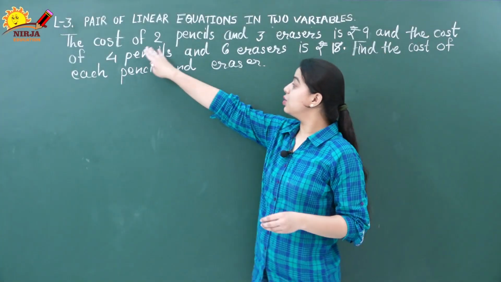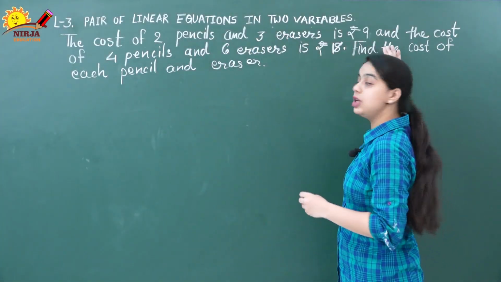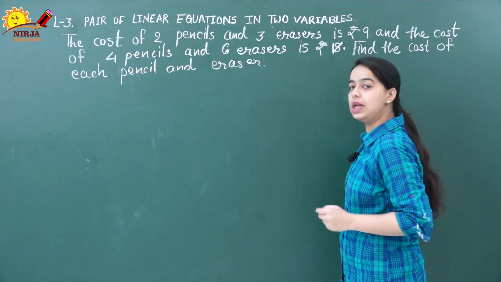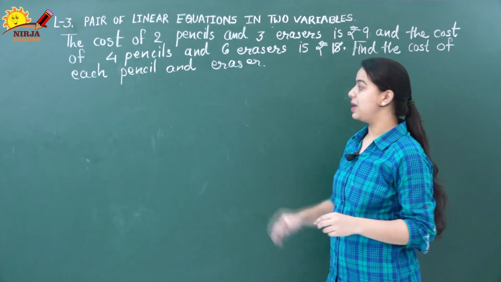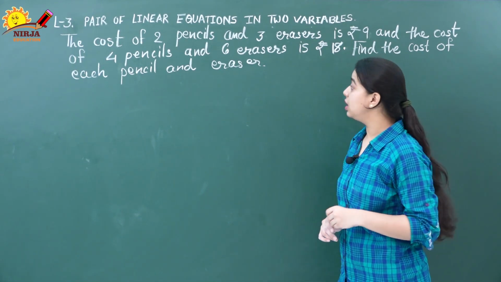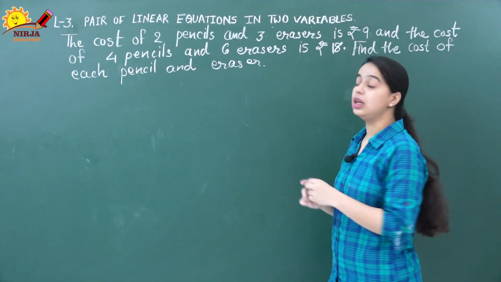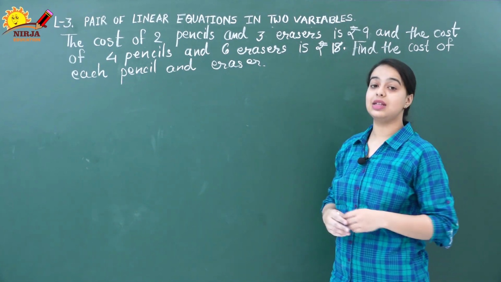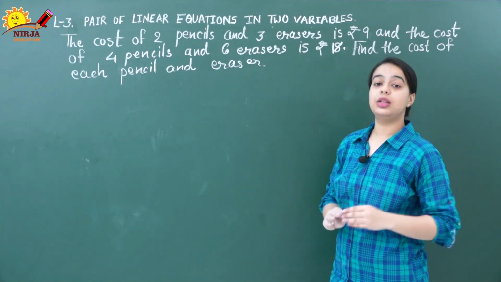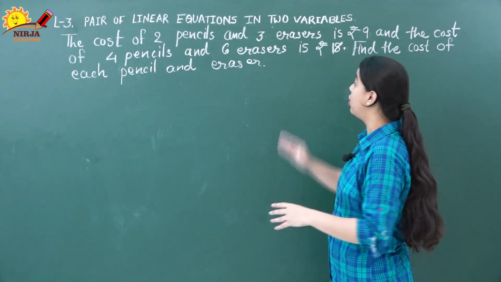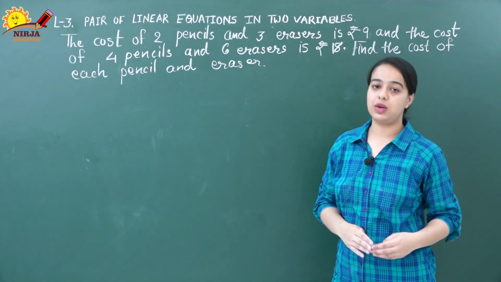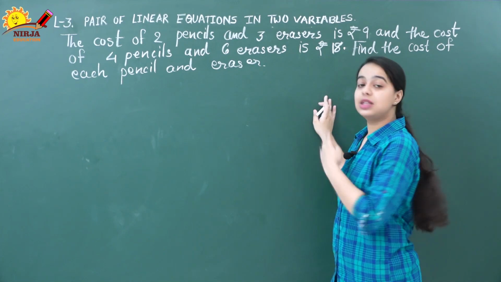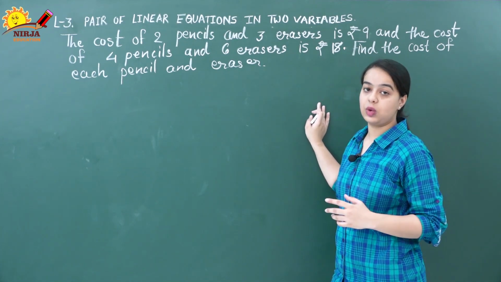Here it is given that the cost of 2 pencils and 3 erasers is rupees 9 and the cost of 4 pencils and 6 erasers is rupees 18. Find the cost of each pencil and eraser. As you can see, the cost of 2 pencils and 3 erasers together is 9 and the cost of 4 pencils and 6 erasers together is 18. Here they have not given a specific cost for pencil and eraser, and that is what we need to find. So let's solve this first and express this in terms of a pair of linear equations.